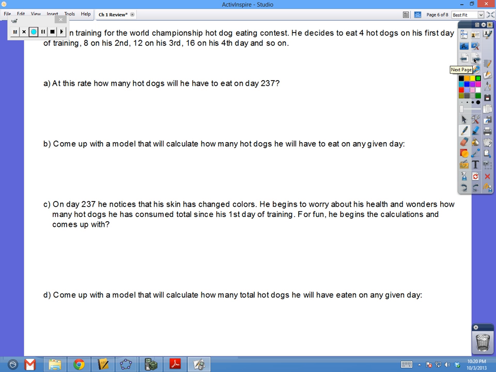Okay, hot dog contest. How many hot dogs is he going to eat on day 237? 237 times 2. Or is it not times 2? Hold on. I think it's times 4. So the pattern looks like it grows like this. This is the day. This is hot dog day 1. He eats 4. Day 2 he eats 8. Day 3 he eats 12. So it does look like it grows by 4.